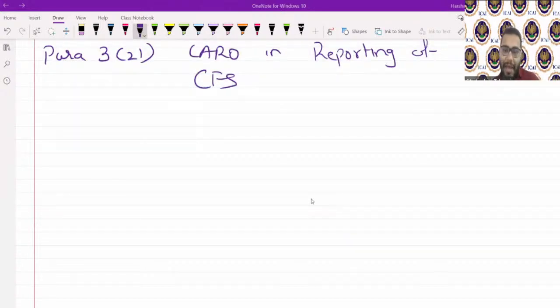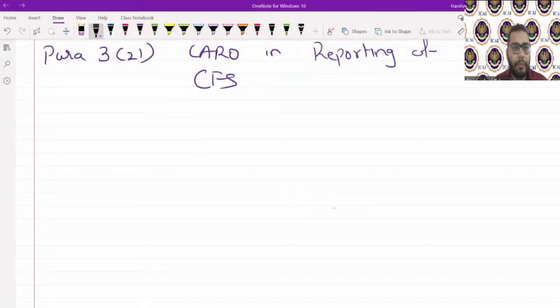So if there are any qualification or adverse remarks by the respective auditors in their CARO, then we need to indicate the details of the companies, in which company, which is the remark. Let's say, for example, there are 10 companies which are consolidated. In company number 2, this was a qualification in this paragraph number of the CARO report, and this was the adverse remark. That's it.